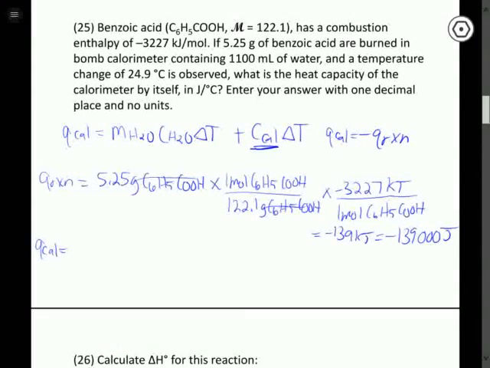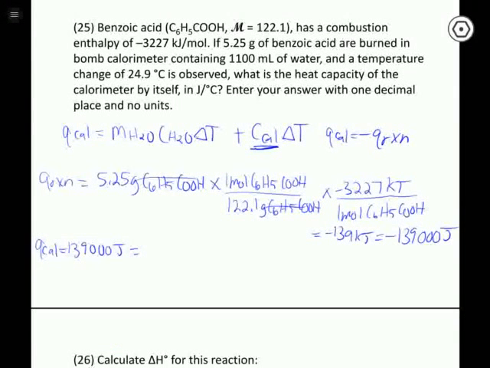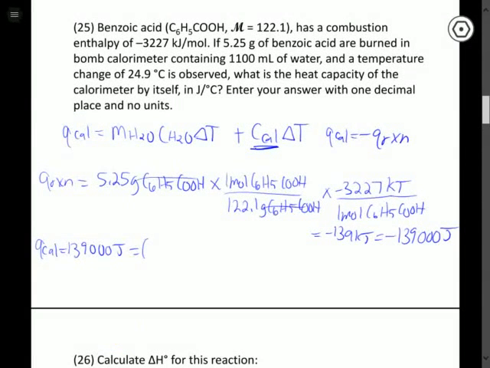So now that we have that value, we know that the heat for our calorimeter is just the opposite, or the negative, of that number. So that means our calorimeter is absorbing 139,000 joules of heat. Some portion of that is going into water. That's the mC delta T term. So we have the mass of water, which needs to be in grams. We have 1,100 milliliters, which is 1,100 grams of water.